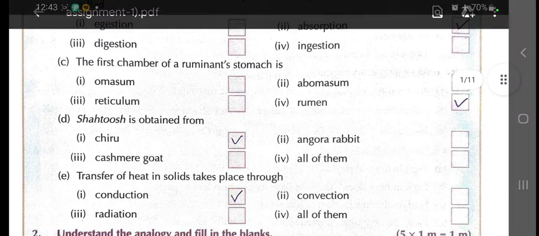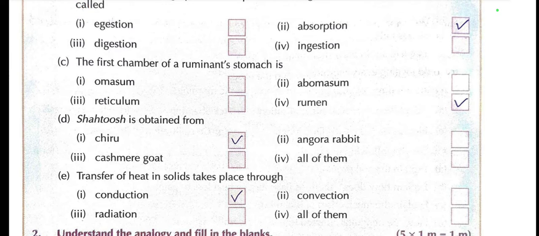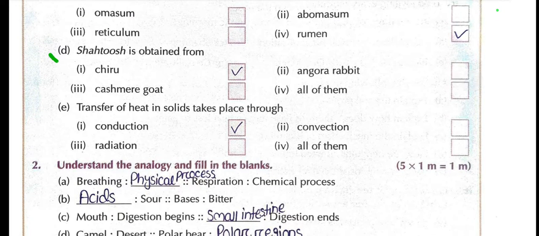Then the next question is: the first chamber of the ruminant stomach is rumen. The next question is: asbestos is obtained from chrysotile. Then transfer of heat in solids takes place through conduction.